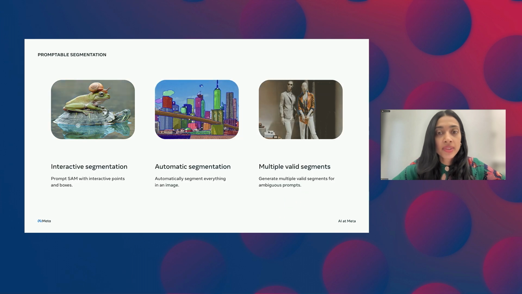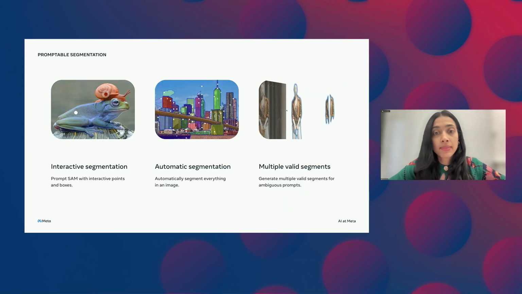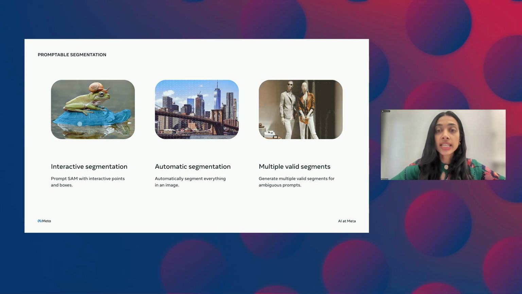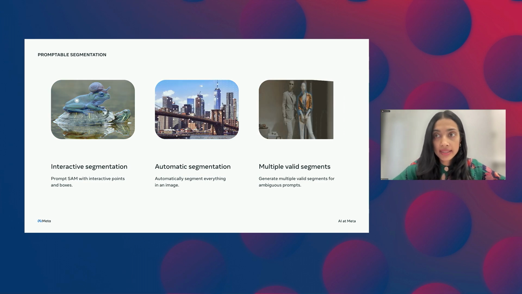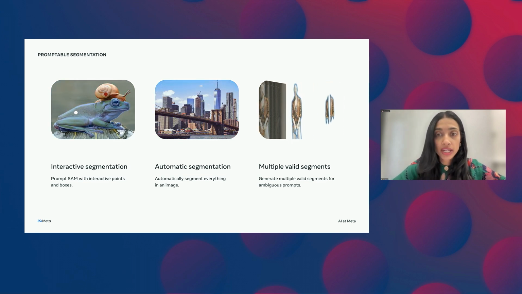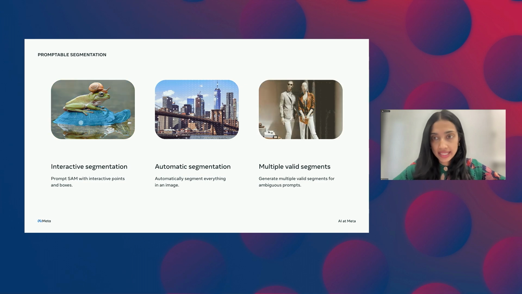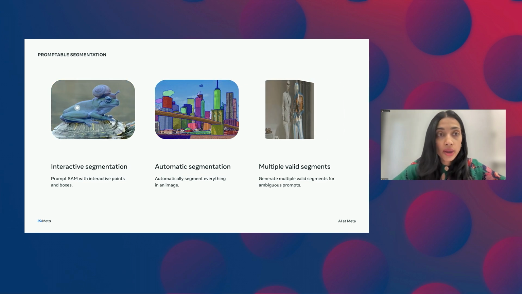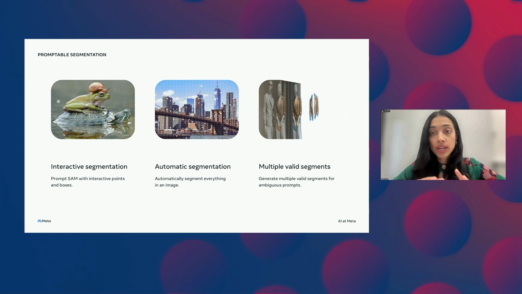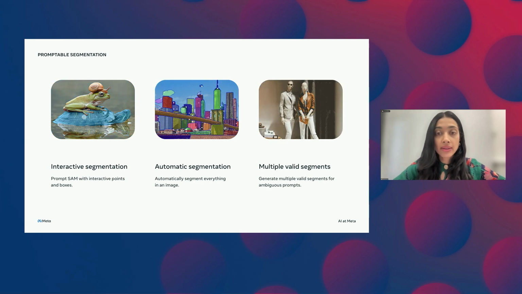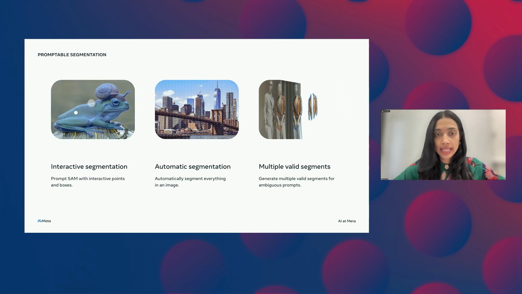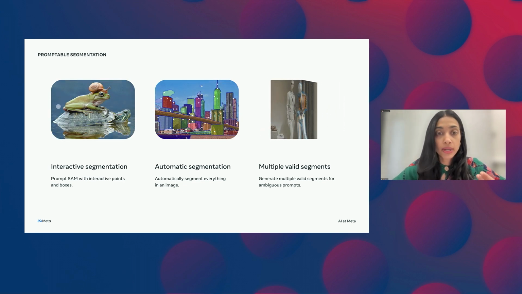So there are a couple of different ways in which you can prompt Segment Anything. A user can click on an object to segment it. You can also refine the prediction with additional positive and negative clicks. And we can also prompt SAM with a grid of points. And given this grid, it can automatically segment all the objects in an image.